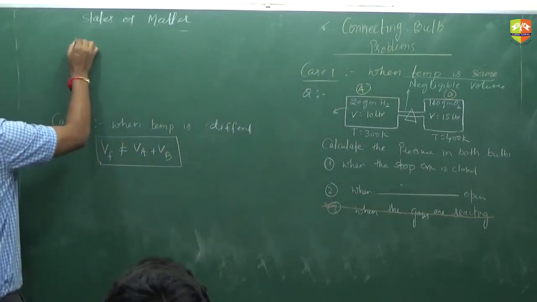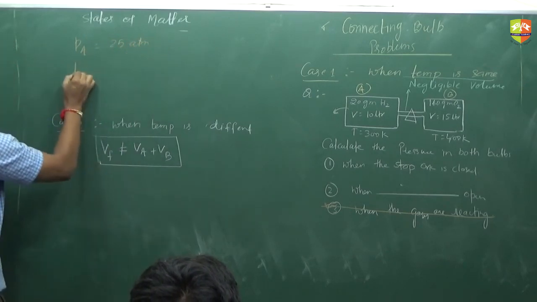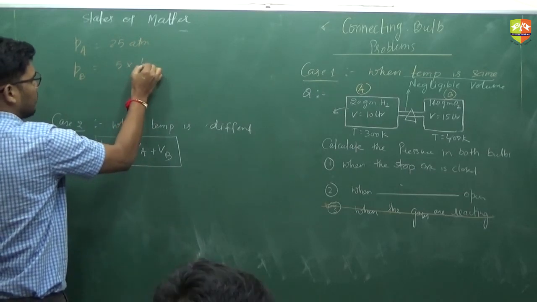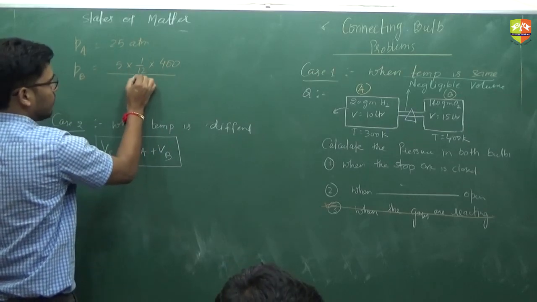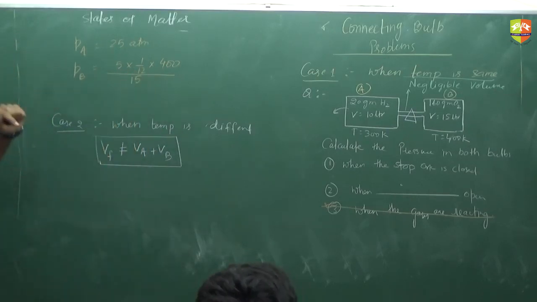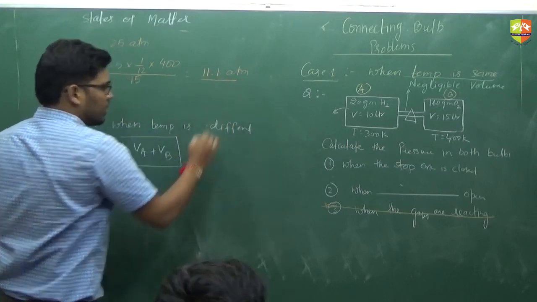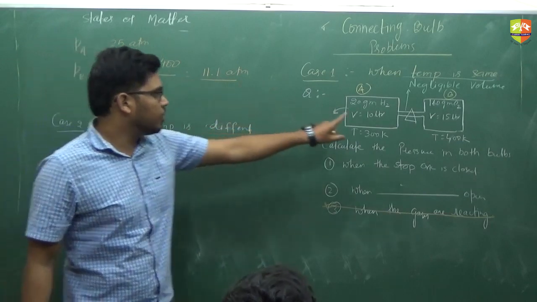So PA is what? PA we have already done, that is 25 atmospheres. And PV will be what? PV equals nRT, that will be 5 times R, which is 1 by 12, times 400, divided by the volume, 15. It will be more than 8 because the temperature is more now. When you solve this, you'll get some 11.1. Check this value. 11.1, you are getting, right?